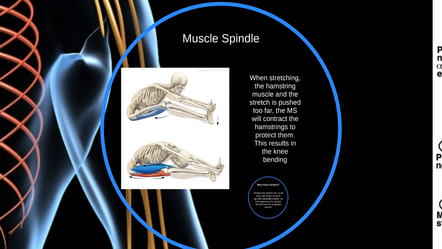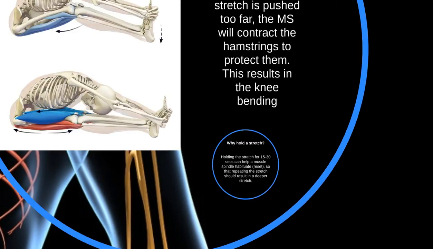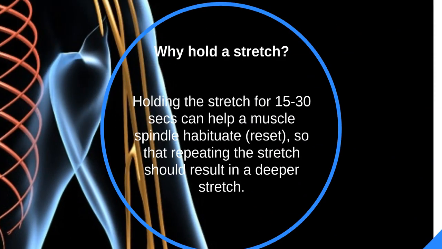Another classic example of the muscle spindle, so there's the hamstring thing that we're talking about there. The actual stretch you feel is, of course, the muscle fighting back against itself. The question then is, why hold the stretch? Because holding the stretch for 15 to 30 seconds helps the muscle spindle habituate or reset, so that repeating the stretch should result in the ability to stretch further, and that's how you increase flexibility.